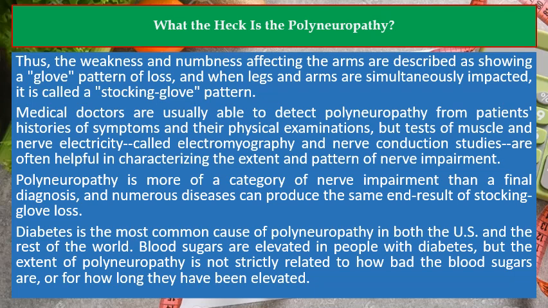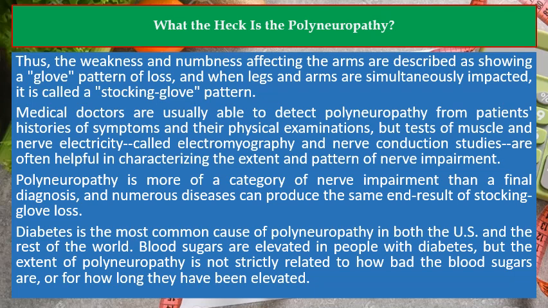Medical doctors are usually able to detect polyneuropathy from patients' histories of symptoms and their physical examinations, but tests of muscle and nerve electricity called electromyography and nerve conduction studies are often helpful in characterizing the extent and pattern of nerve impairment. Polyneuropathy is more of a category of nerve impairment than a final diagnosis, and numerous diseases can produce the same end result of stocking glove loss.